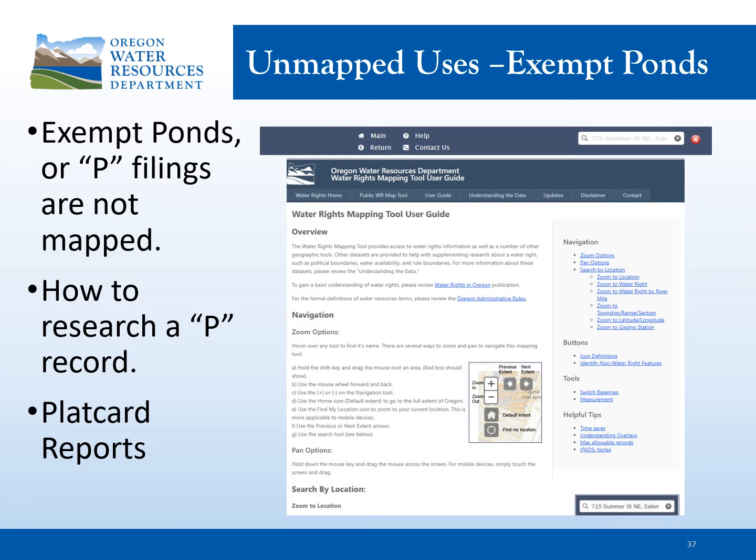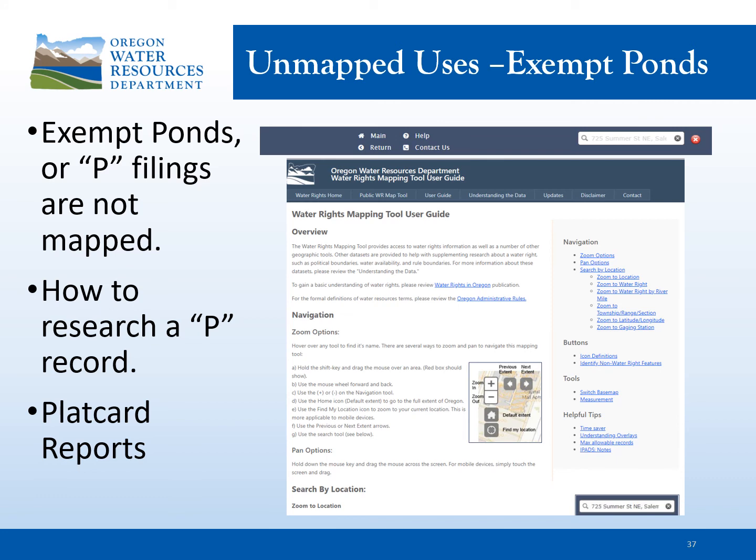Notices of exempt ponds were received in the mid-1990s. These pond filings are also known as P files. These notices have not been mapped. In order to check a location for an exempt pond, you will need to use the Platcard utility located on the Water Right Information search page.